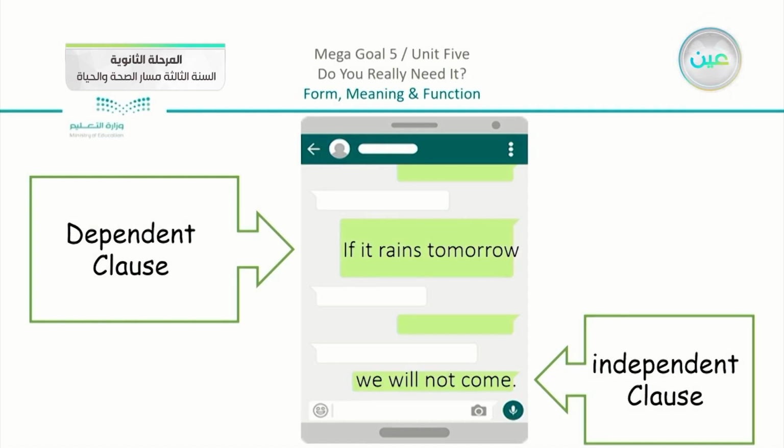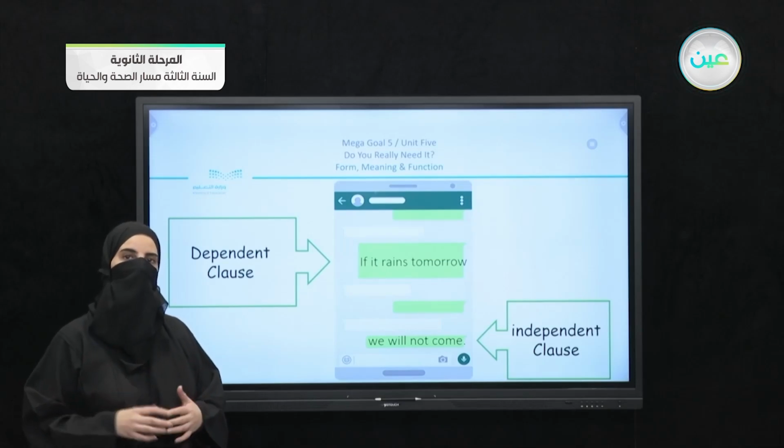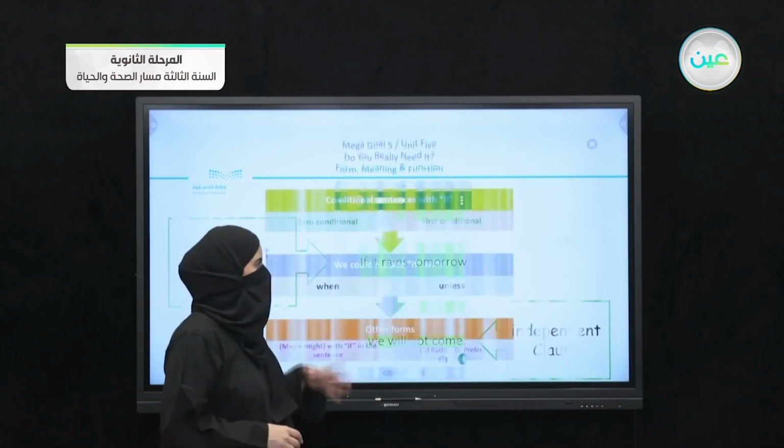Now, we do have the main clause that is an independent part, or it gives you a complete meaning. And we have here the if clause is like the adverb clause. They are dependent clauses, and they do not give a complete meaning on their own. So we're going to move on and see what we have here.